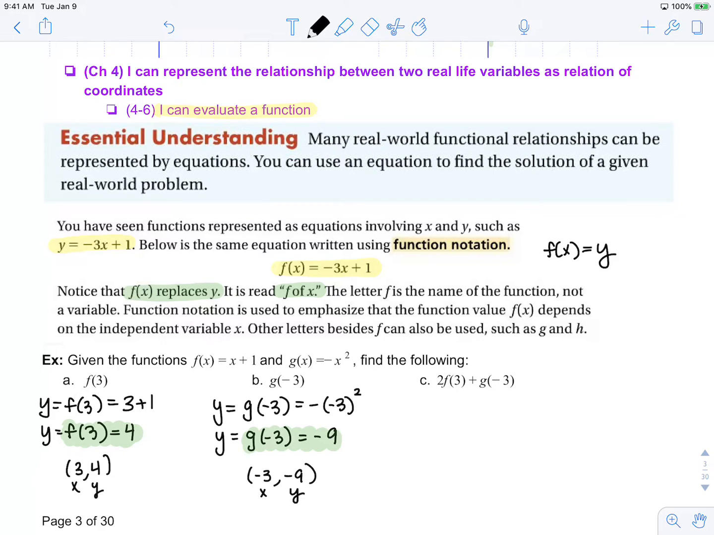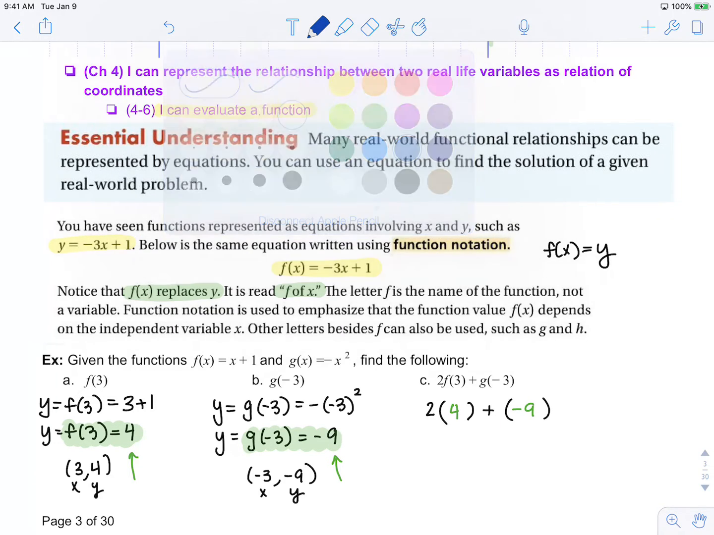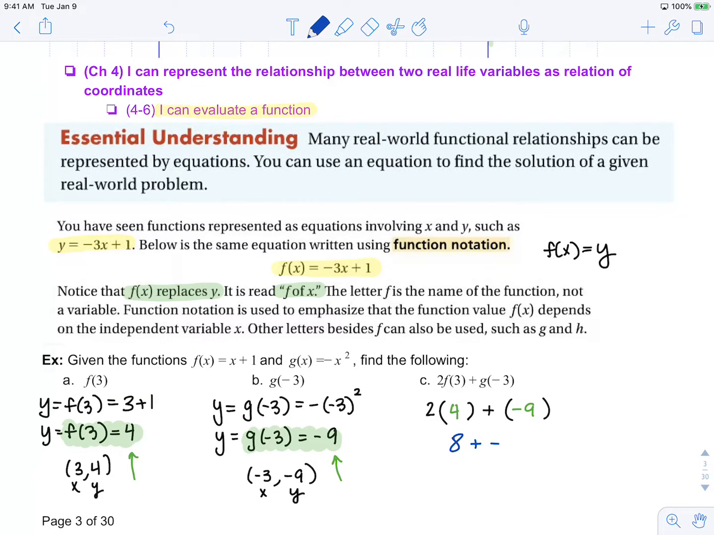So in part C, this is more elaborate. It's a weirder example. We want 2 times f of 3 plus g of negative 3. Since we're combining two functions, we're not really looking for just one y value. We're playing around with them. So 2 times whatever f of 3 is plus g of negative 3. Well, from this example, we know f of 3 is 4, and from this example, we know g of negative 3 is negative 9. So we have 8 plus negative 9, which equals negative 1. And this one really doesn't represent a coordinate because we were doing more with more than one function.